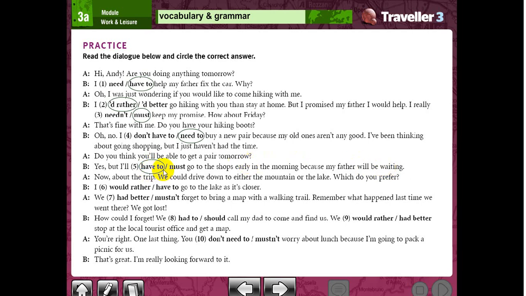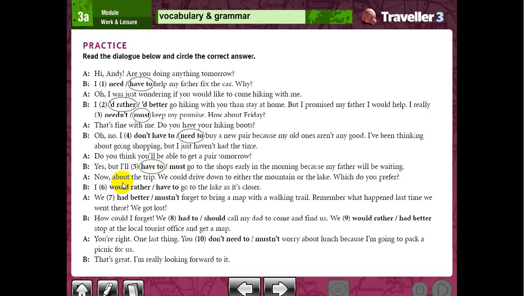Why have to? Because it isn't wrong to do that. With must, it is wrong or it is right. Have to, it is necessary. And have to expresses external obligation, but must expresses personal obligation.